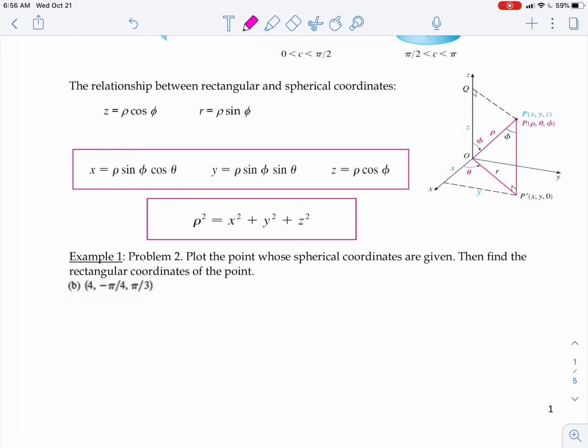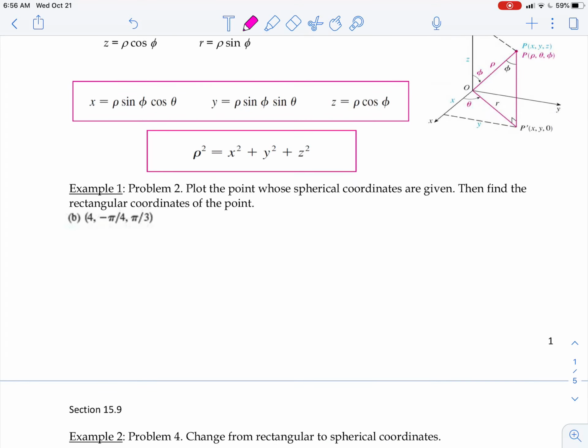Another rho squared is going to be equal to x squared plus y squared plus z squared. And again, that will also give you the distance if you take the square root to find rho. So rho is equal to the square root of x squared plus y squared plus z squared.